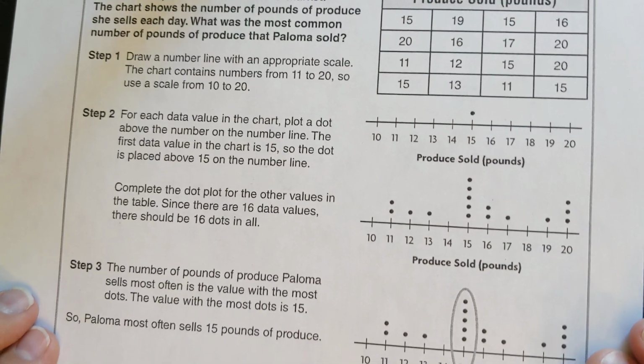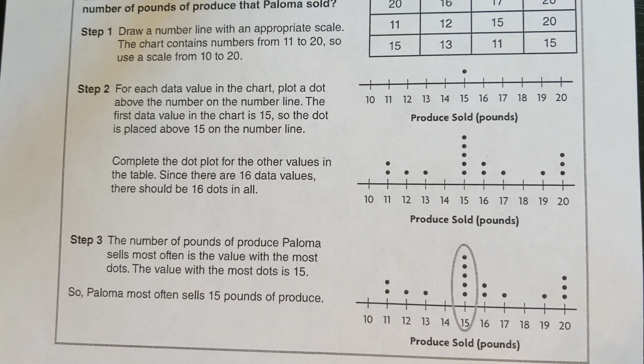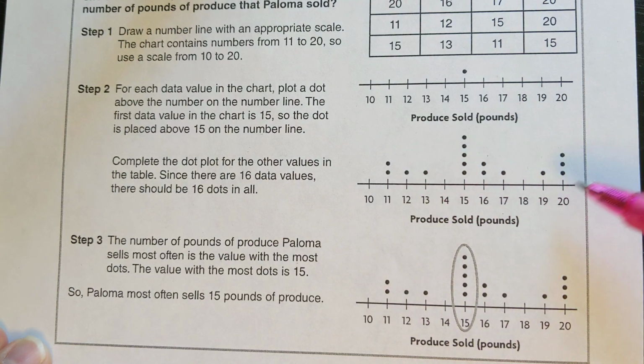Okay, and then step 3, the number of pounds of produce Paloma sells most often is the value with the most dots. So remember, each of these numbers in this table was the number of pounds sold to somebody at one time. So this was basically like saying she sold to 16 people, and these were the amounts of pounds each customer bought. Okay, so in this we can see that the value that has the most dots is 15.